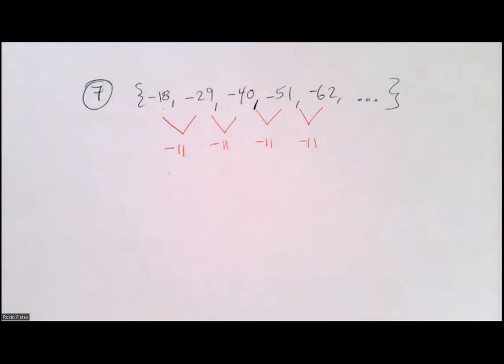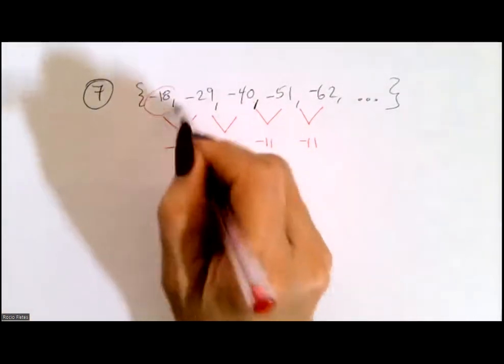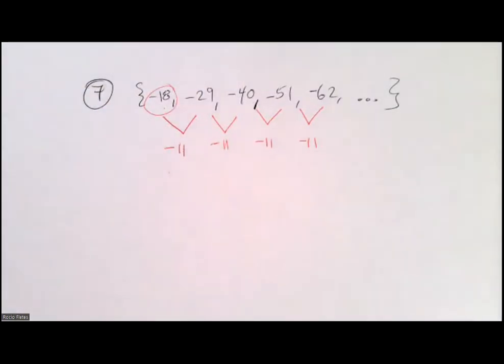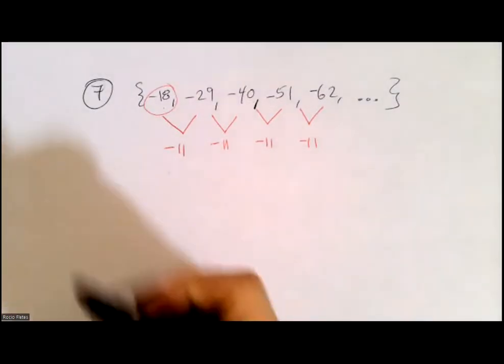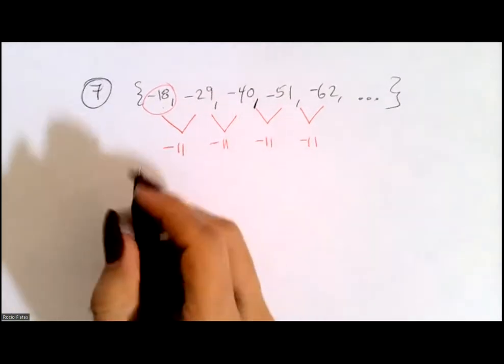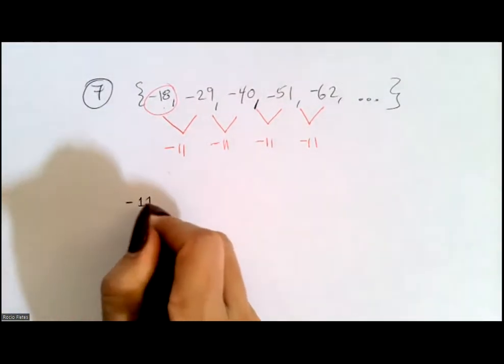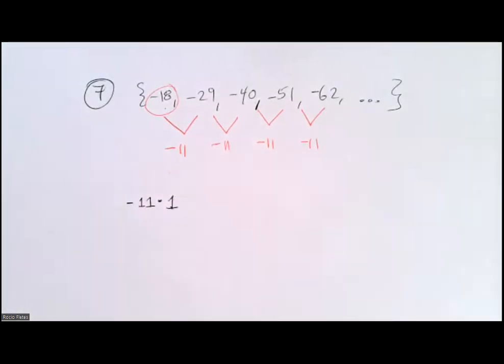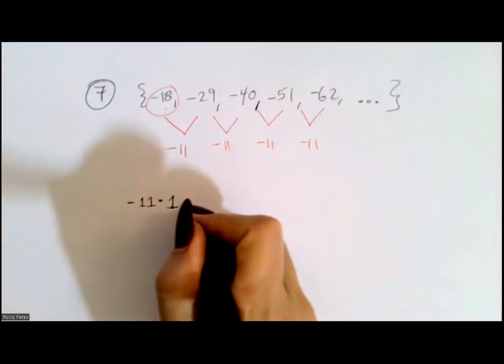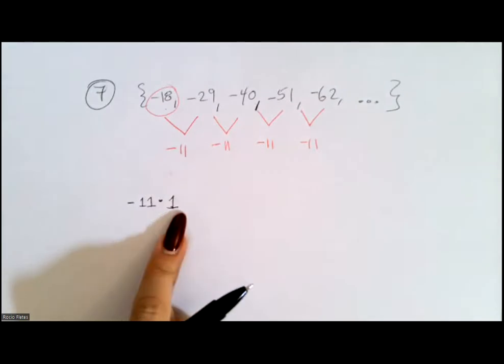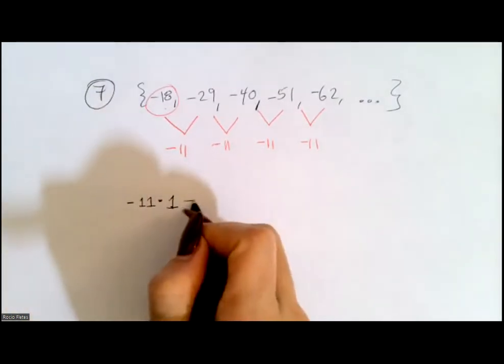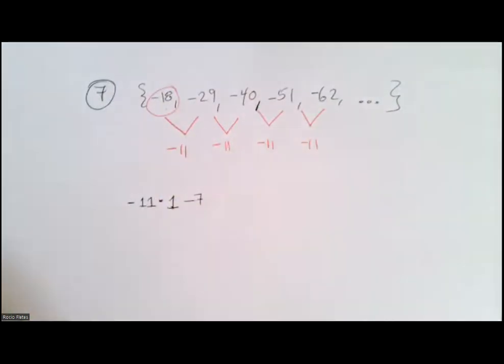And then the next thing is, you want to ask yourself, just like we did in the past with one of the problems, how can I get negative 18 with negative 11 using n? Well, I can write negative 11 times 1, because remember, the first n is 1. That's negative 11, and then I'm going to subtract. If I subtract 7 more, I get negative 18, right?